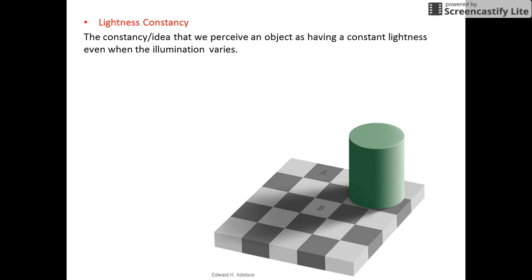Light constancy is the idea that we perceive an object as having constant lightness even when the illumination varies. So we understand that there's shadow here. This image still appears to our brain as being white and light, just like this image, but the reason why it's appearing darker is because of the shadow.